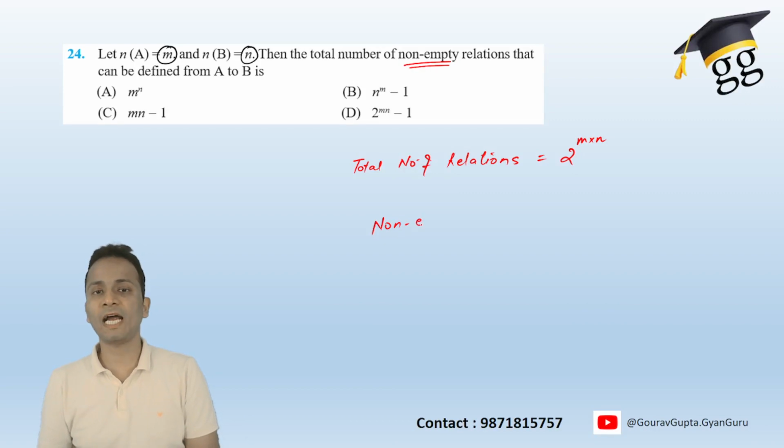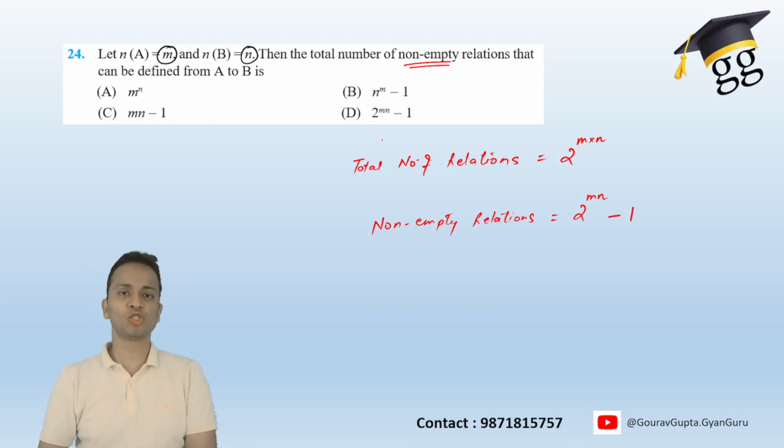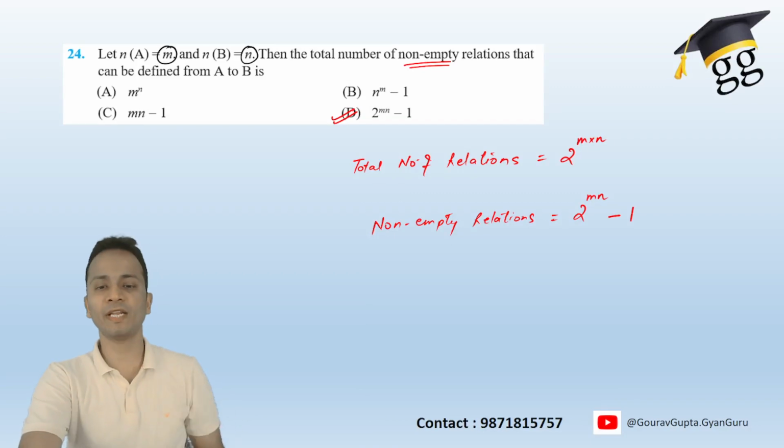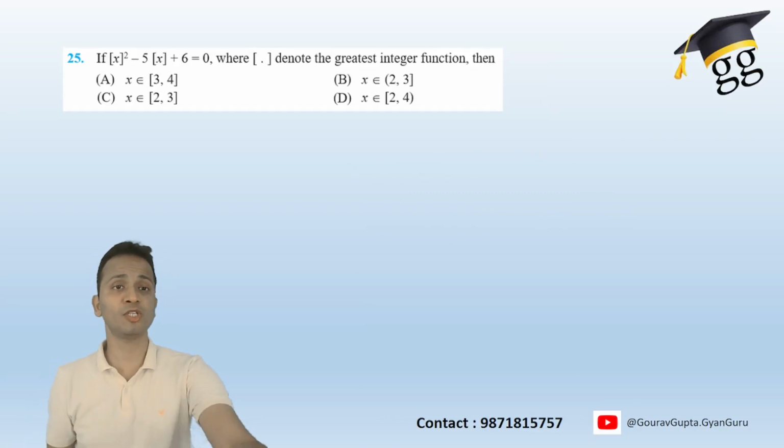So if I'm looking at the number of non-empty relations, you just have to subtract 1 from the above formula. So it will be 2 raised to the power mn minus 1. Accordingly, the answer should be option D. So option D is the correct answer for this question. That was question number 24. Let's move on and look at our next question, question number 25.